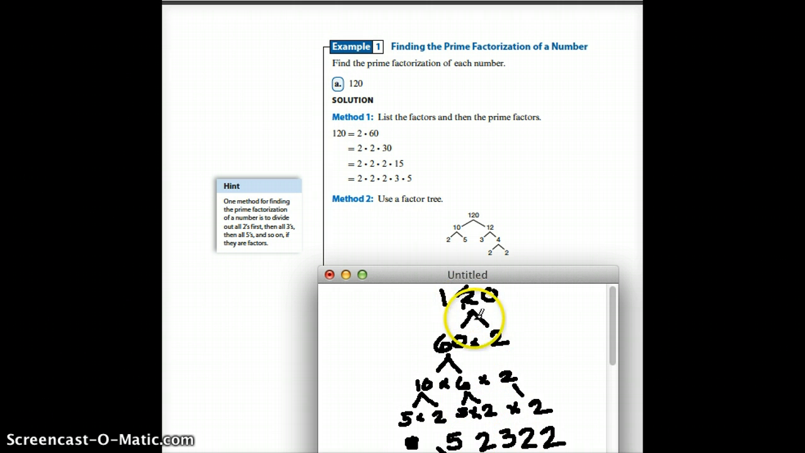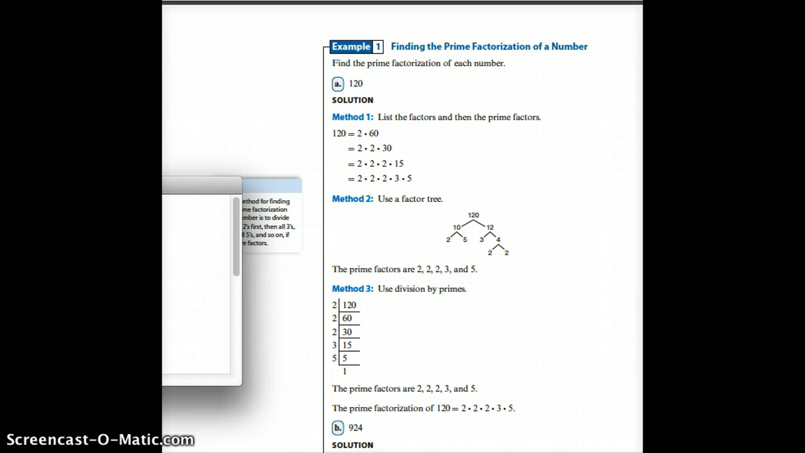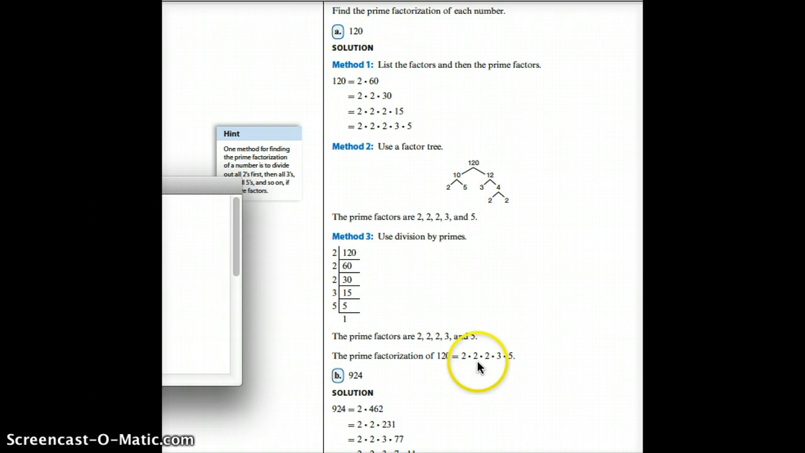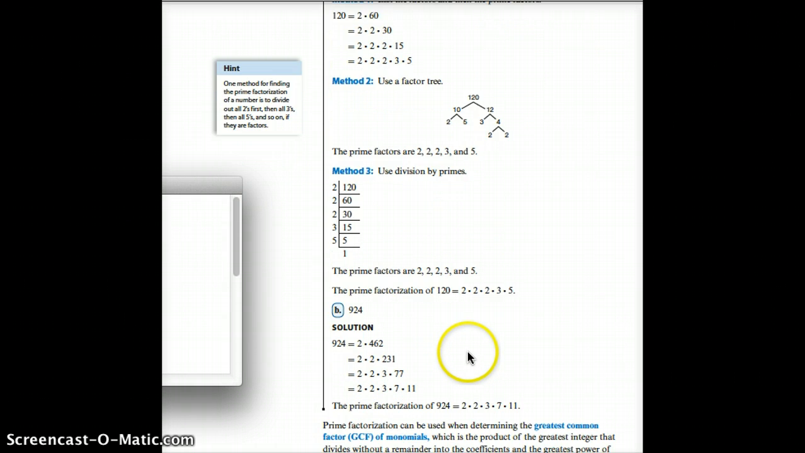So even though I didn't start with the same breakdown, I ended up in the same place. And that's the key. If you find yourself doing that, you might have it different than someone else. The key is, at the end, did you have the same factors? That's the key. Okay? All right. Let's look at example 2 here.